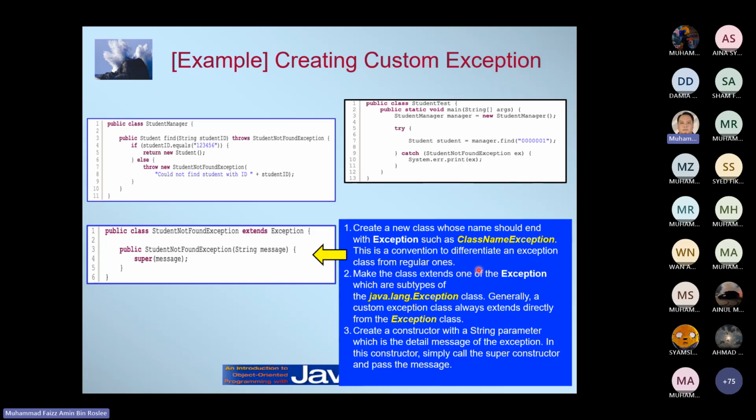Make the class extend one of the exception classes, which are subtypes of the Java library exception class. Generally, a custom exception class always extends directly from the Exception class. So you need to extend from the Exception class for you to be able to put your class in the exception library. Next, you need to create a constructor with a string parameter, which is the detailed message of the exception. In the constructor, simply call the super constructor and pass the message.